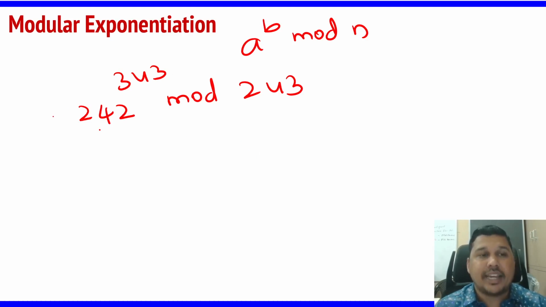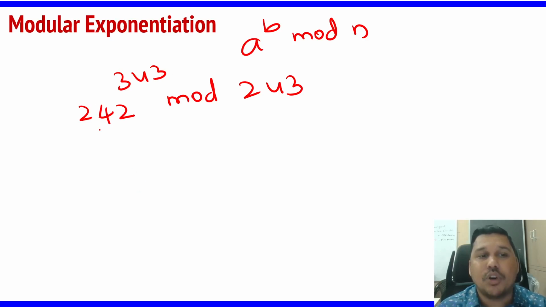Here we study some techniques to simplify this. Instead of calculating 242 power 343, a very large number, and then dividing it by 243 to get the remainder, we try to simplify the equation a power b mod n. There are a few principles using which we will do it. What is the first principle? We will see many examples to understand this approach.